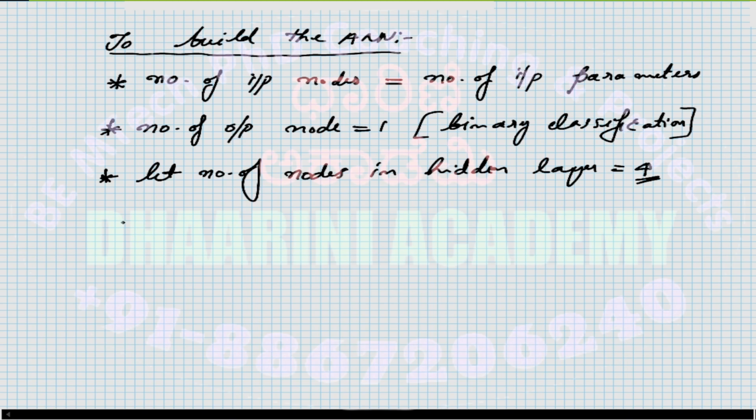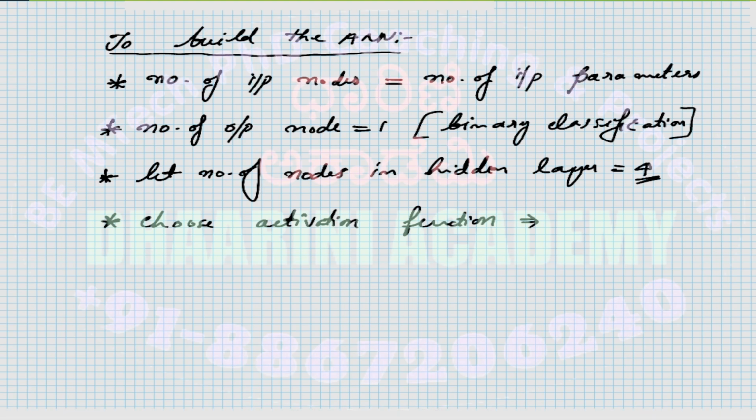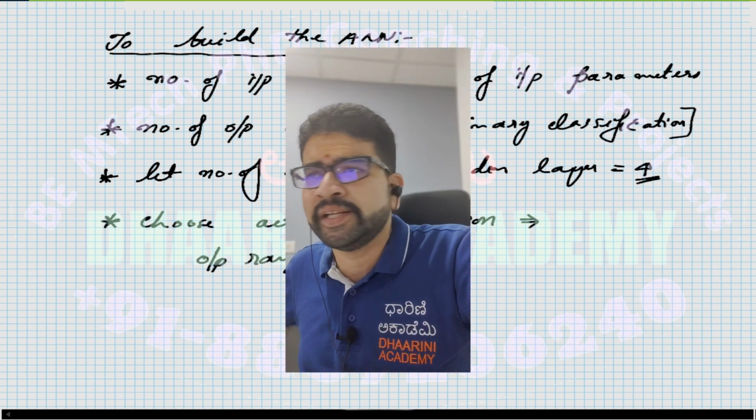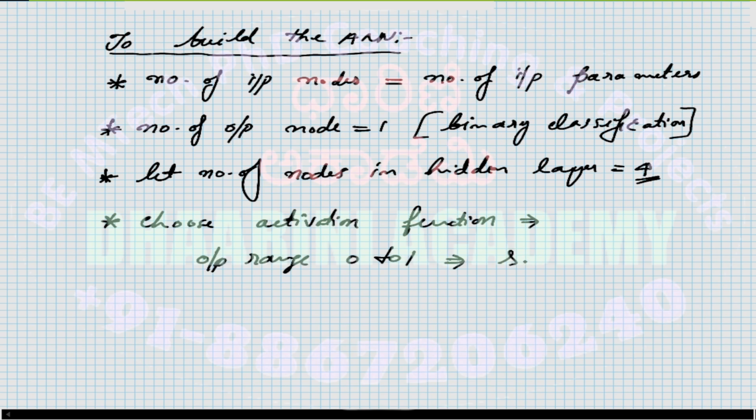And you need to choose the activation function. How to choose the activation function? Choosing the activation function is directly dependent on the range of your output. I'm expecting the output between 0 and 1, so the output range is 0 to 1. One such activation function which gives you 0 and 1 in the output is nothing but the sigmoid. So we are using this.